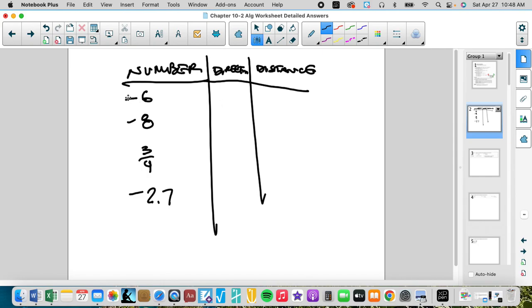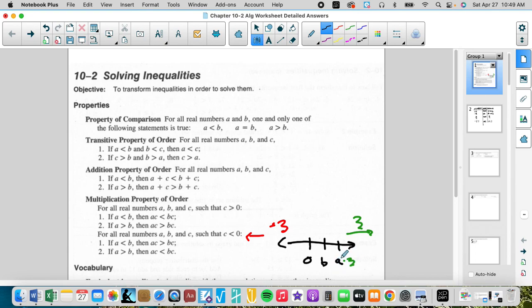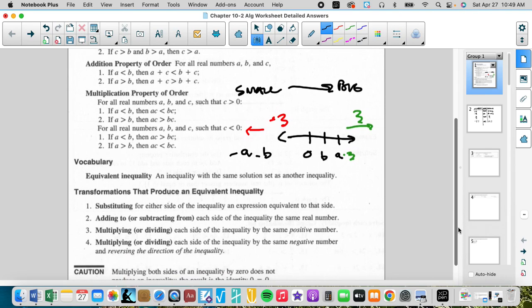So 6 has a positive direction, to the right, and a distance of 6 units. Negative 8 is to the left, and that's 8 units. 3/4 is to the right, and the distance is 3/4, and negative 2.7 is to the left, and it's 2.7. So if we go back to this example, if we take a and expand it proportionally, we extend it 3. If we do it negative 3, we're still expanding it 3, just in a different direction. So negative a and negative b will be further away, so it'll be smaller because we go from smaller to bigger on a number line. That's just something fun. Thought I'd start the video out with that.